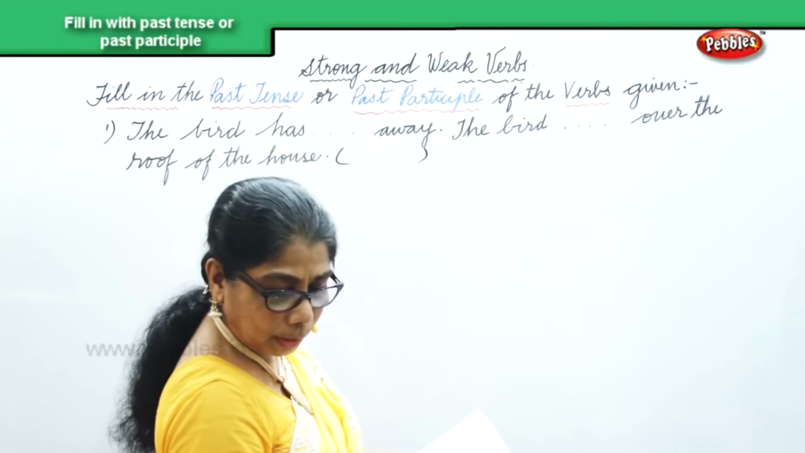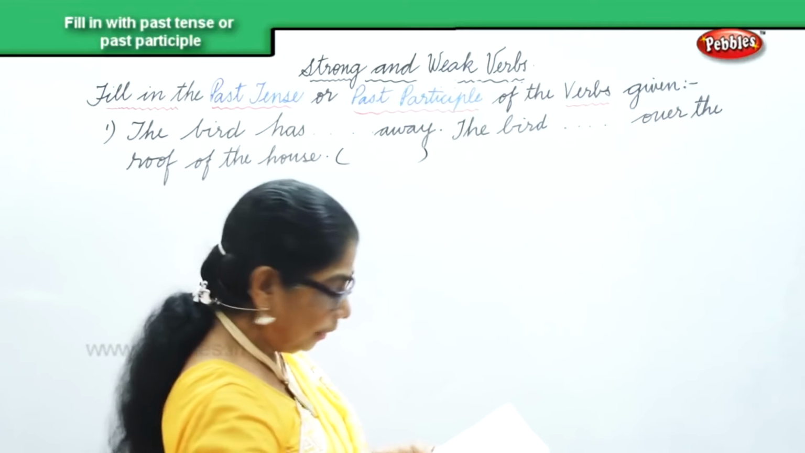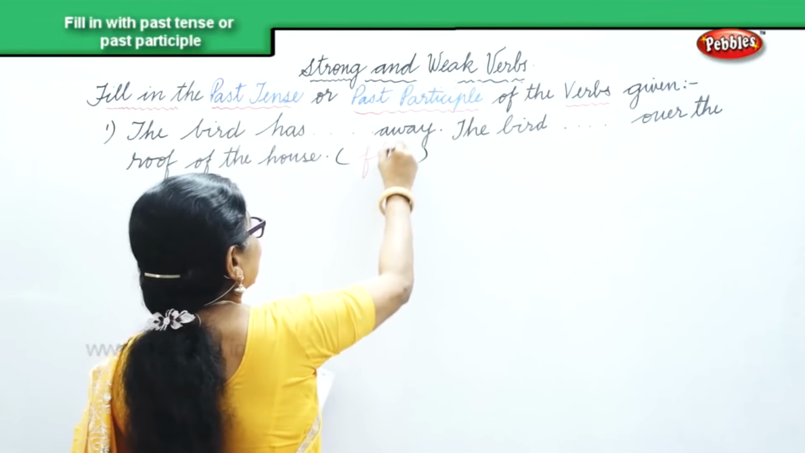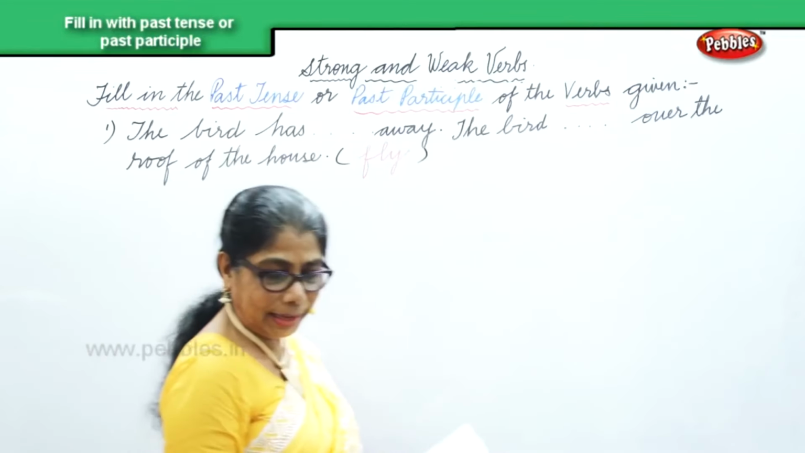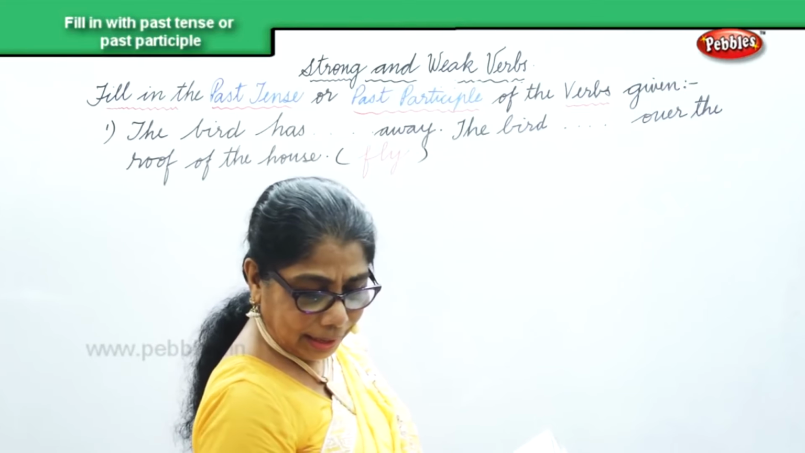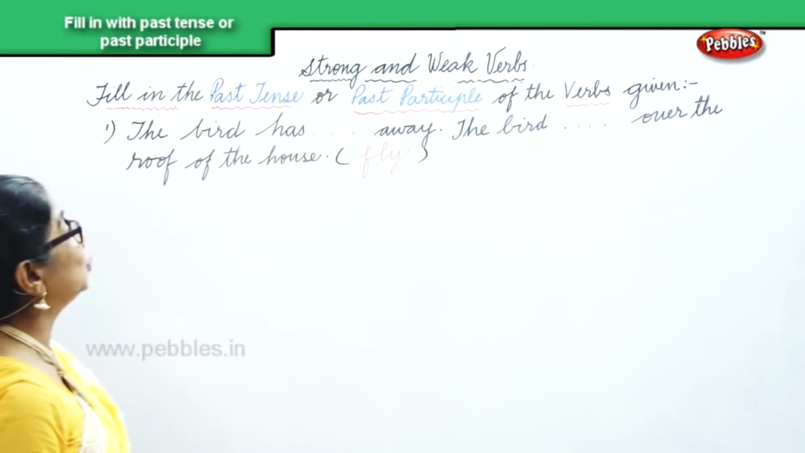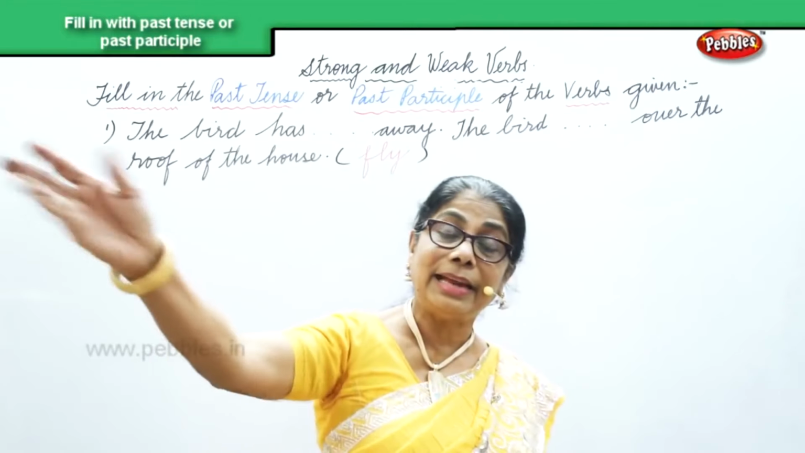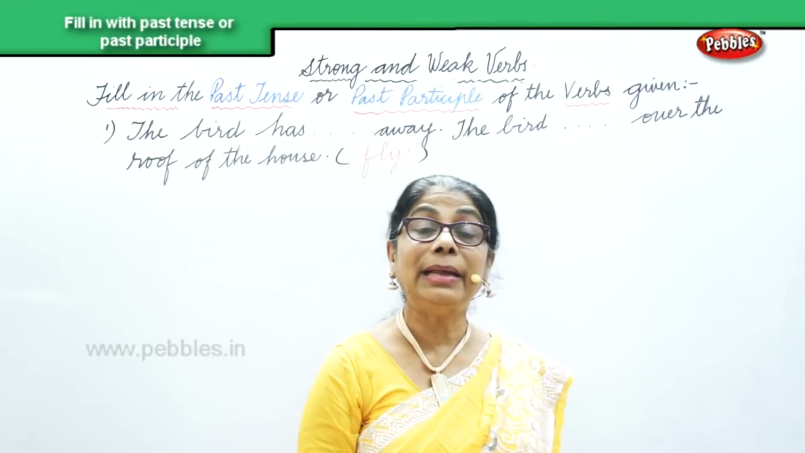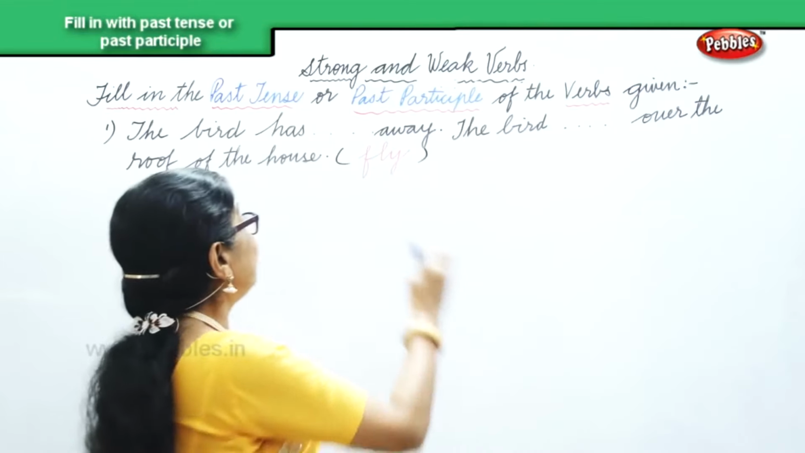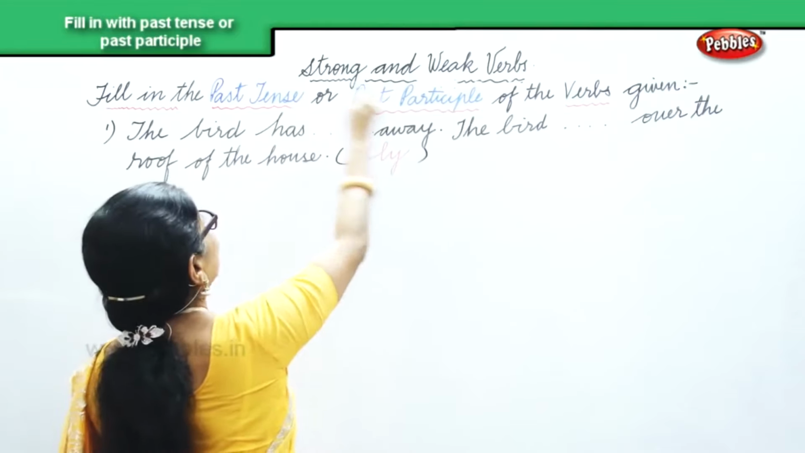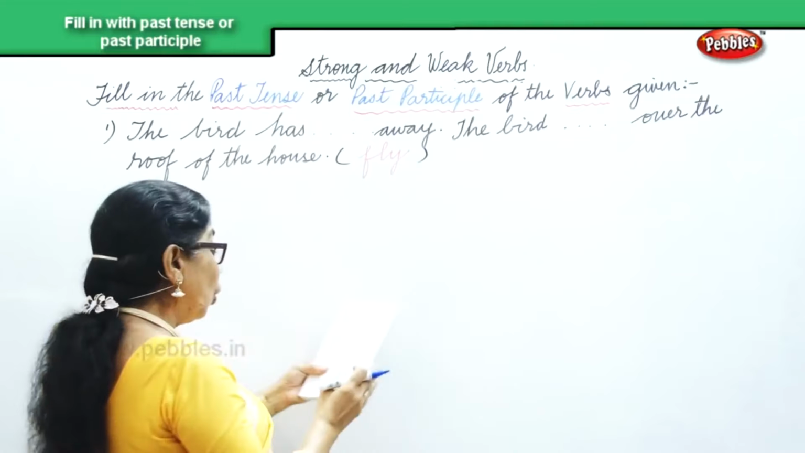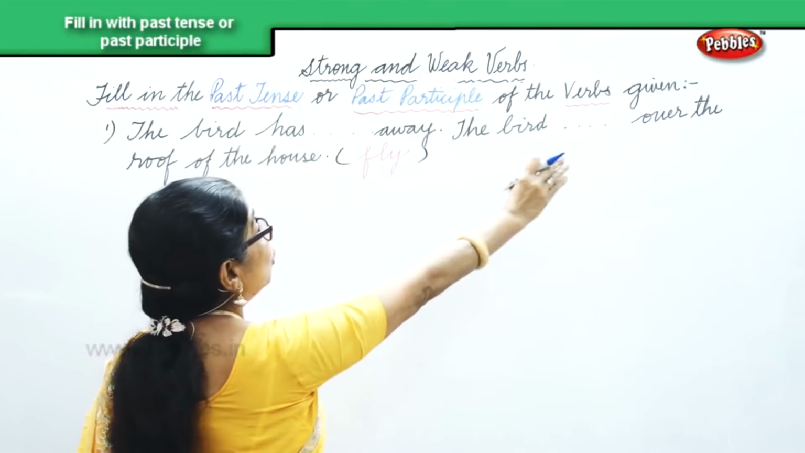Now let's look at the verb that is given to you. The verb given is fly. Look at the sentence carefully. The bird has dashed away. So what will it be? The bird has flown away. Fly, flew, flown. So the past tense is fly, flew. The bird has flown. The bird flew over.